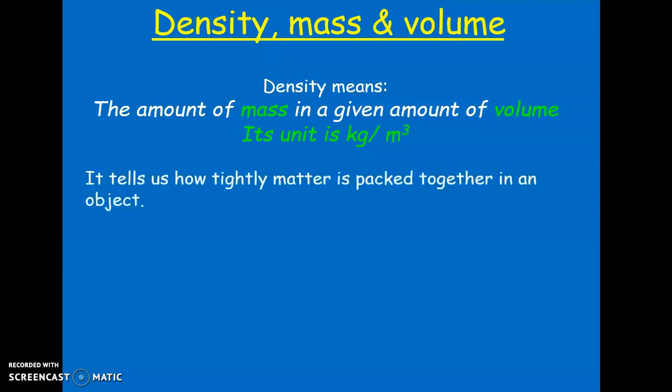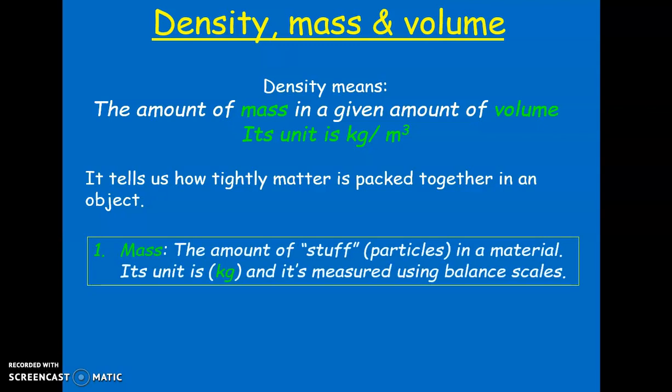Density tells us how tightly material is packed together in an object. But to work out density, we need the mass and the volume. So what do they mean? Mass is the amount of stuff, the amount of particles in a material. The unit for mass is kilograms, and it's measured using balance scales. So if I asked you to find the mass of something, you would get some balance scales, put it on the scales, read off, and it would give you the value in grams or kilograms.